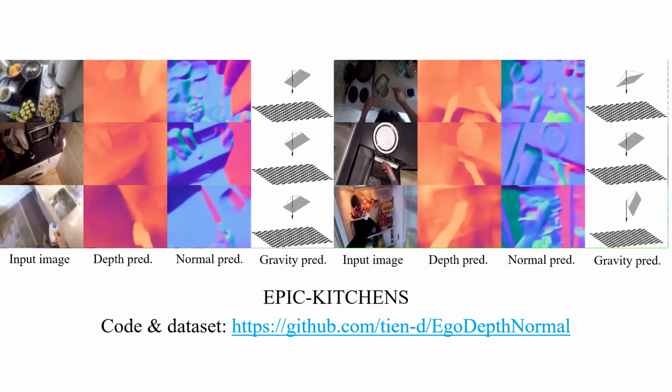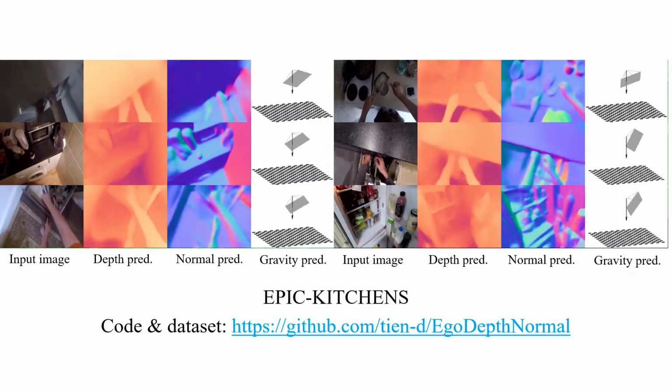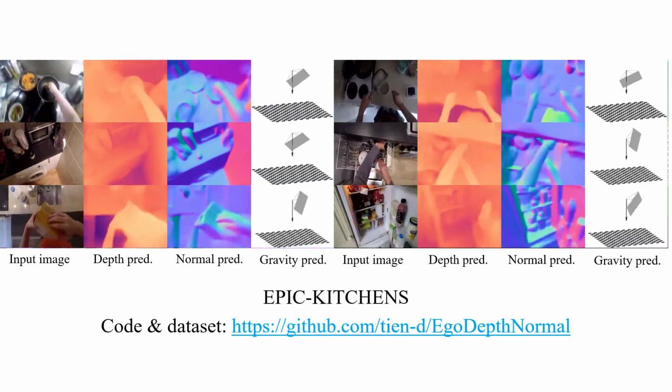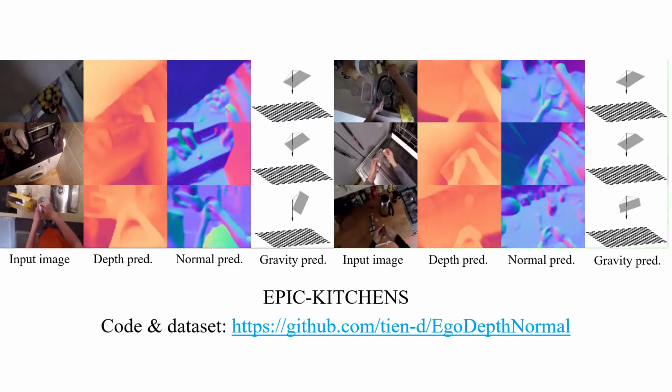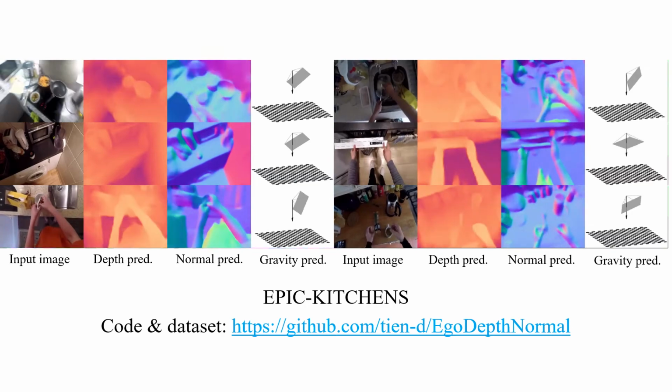Finally, we show the performance of our method on the challenging Epic Kitchen dataset. From left to right, we show the depth prediction, surface normal prediction, and the gravity prediction. Our code and dataset are publicly available.